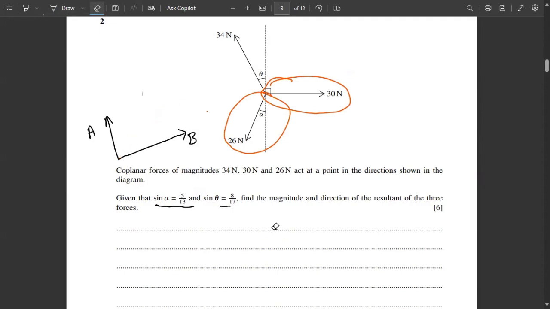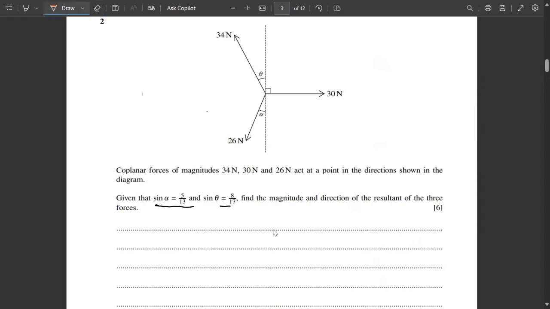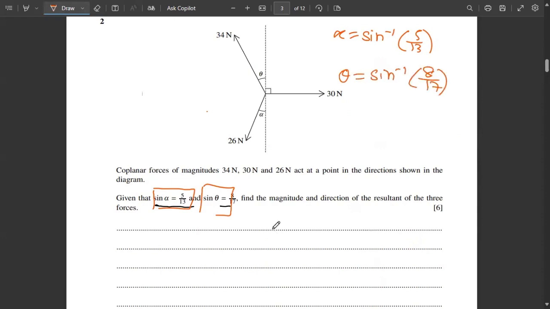First of all, we'll have to resolve the forces. Now, what do I mean by resolve? I'll show you. Let's start. First, you have told us sine alpha is 5 by 13. So alpha will be sine inverse of 5 by 13. And similarly, sine theta is 8 by 17. So theta will be sine inverse of 8 by 17. Now, if I put these in the calculator, the value for alpha, sine inverse of 5 upon 13, will be 22.62.